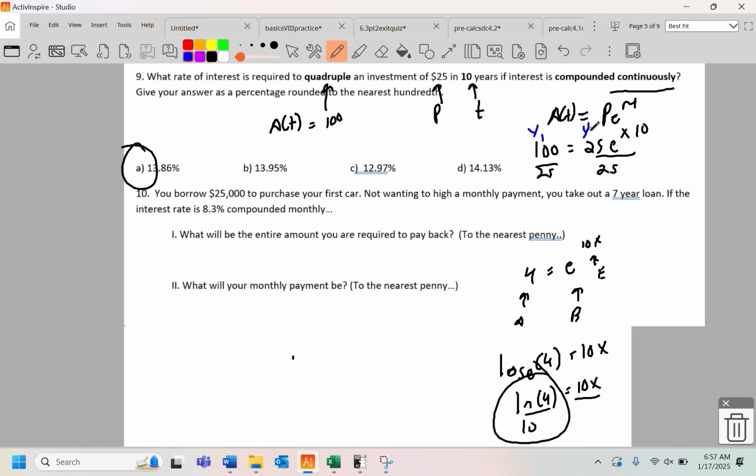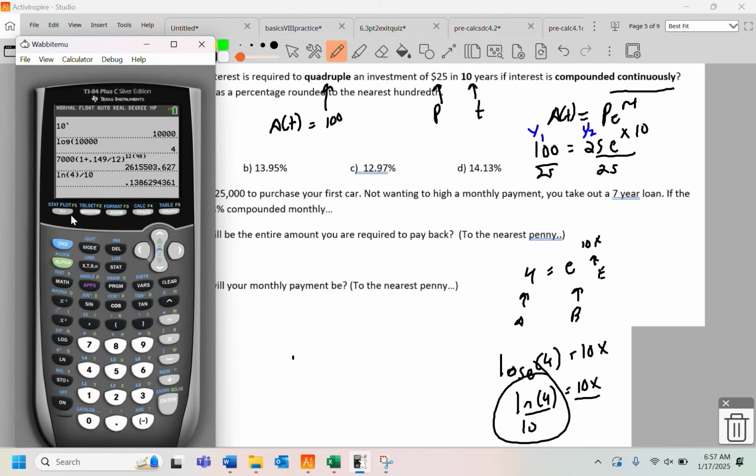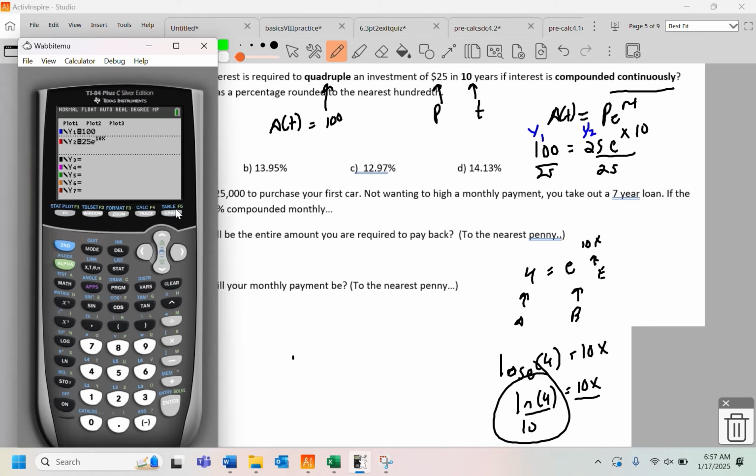Now, if that was too much for you, you could have gone back up here and used y1 and y2, that whole ordeal. So let's do that real quick just to show you can, because I have so much free time. We got 100. We got 25. Second ln pulls up the e key to the 10x. I think my window might be all right because the last time I used this was in a previous video. So I've got my window at 125 already. So I'm going to hit graph.